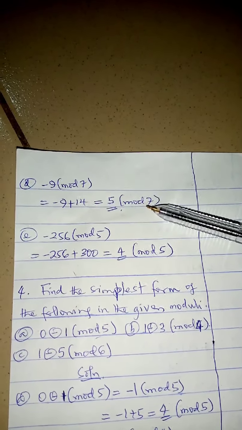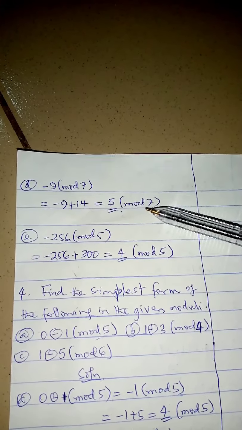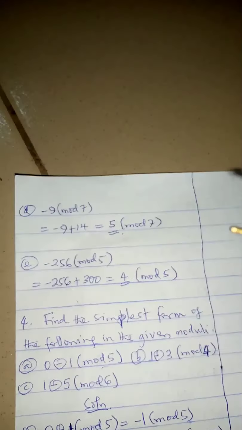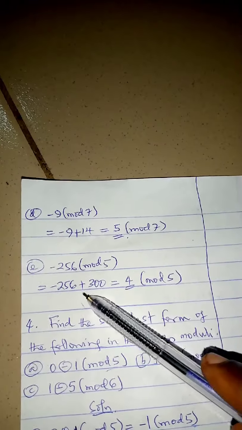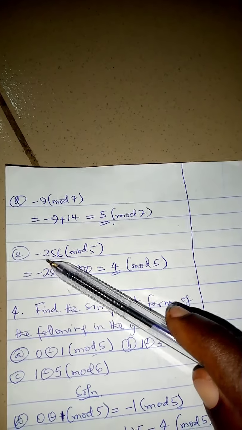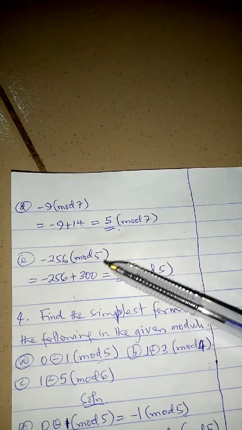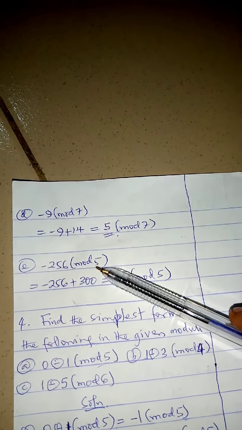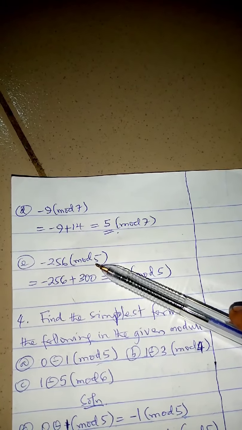And because I want to discourage you from adding gradually, I have chosen this number. Minus 256 in mode 5. You can't continue adding 5. You waste your time. So just look for that multiple of 5.